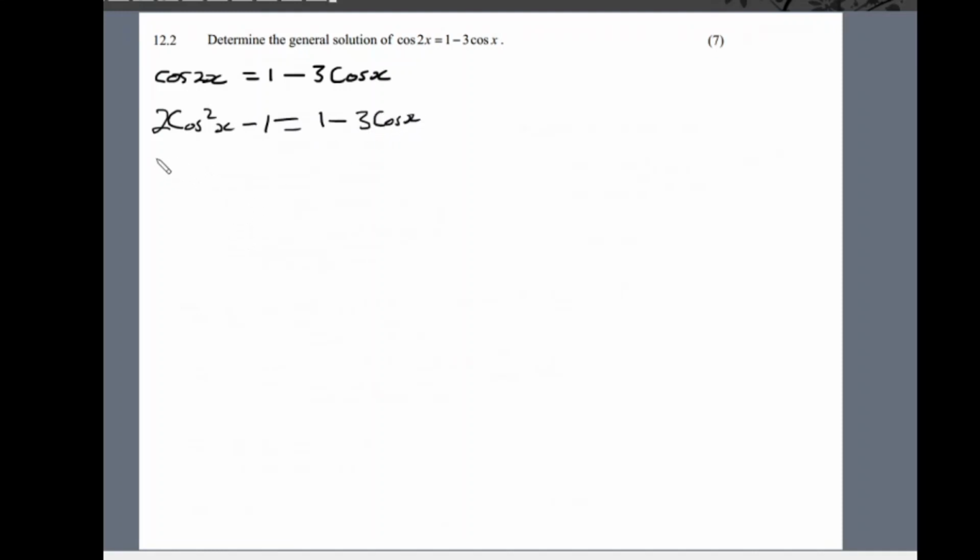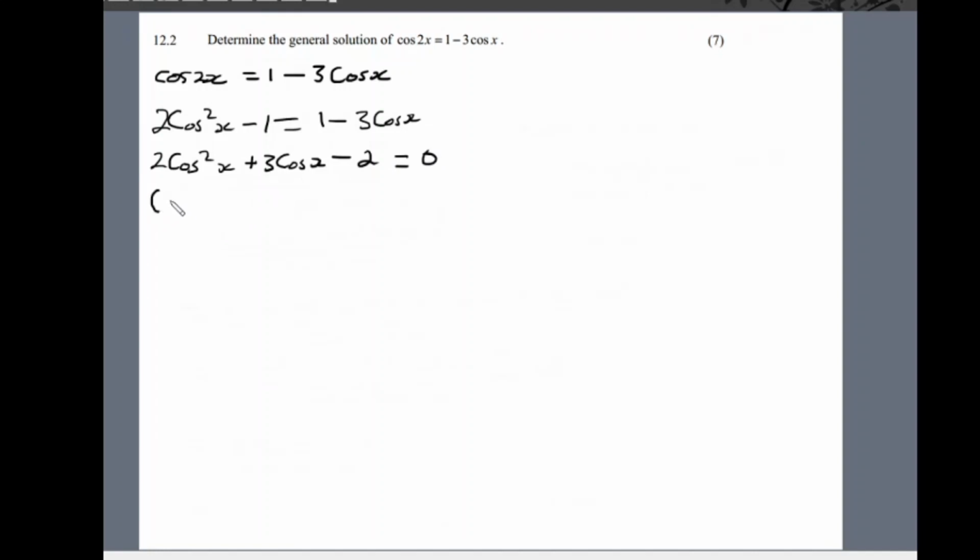And then we write this in standard form: 2 cos squared x, and then we take the minus 3 cos x to this side, so it becomes plus 3 cos x, and then the minus 1 to this side, so it becomes minus 2 equals 0. Okay? And now we have a quadratic equation. We can now solve for cos x.